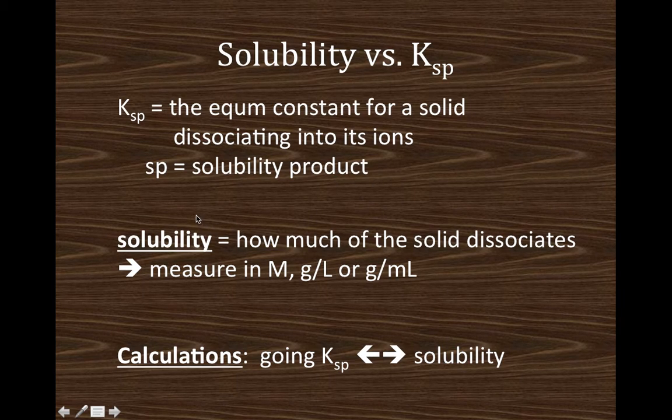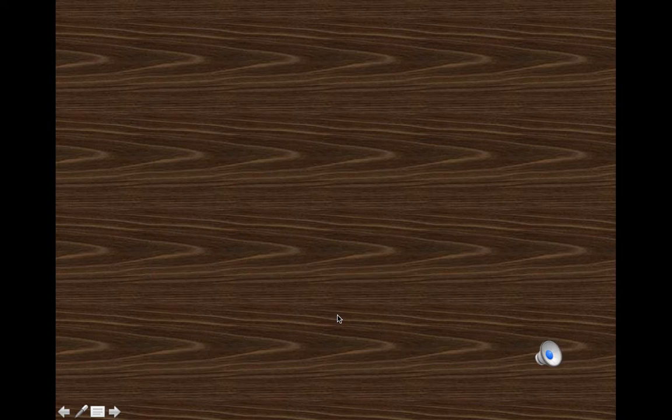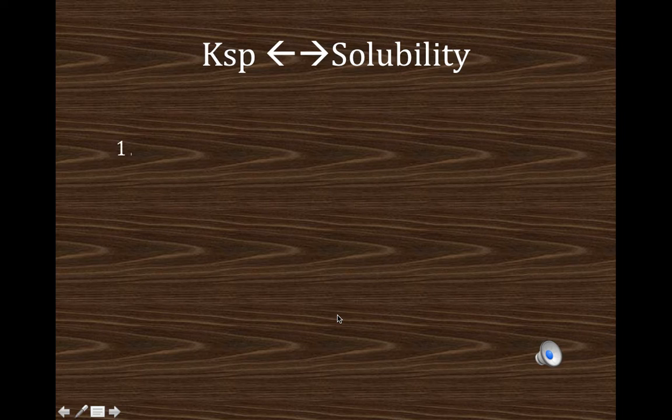Now solubility tells us how much of that solid will dissolve, and we can measure it in units like moles per liter, grams per liter, or grams per milliliter. Those are the common units we use. So in this PowerPoint, we're going to look at how we go from a Ksp to solubility in these units, or how we go from solubility to calculate a Ksp. So if we're going from Ksp to solubility, that has to be given in the question, or you'll look it up on your chart. So let's try some questions here.